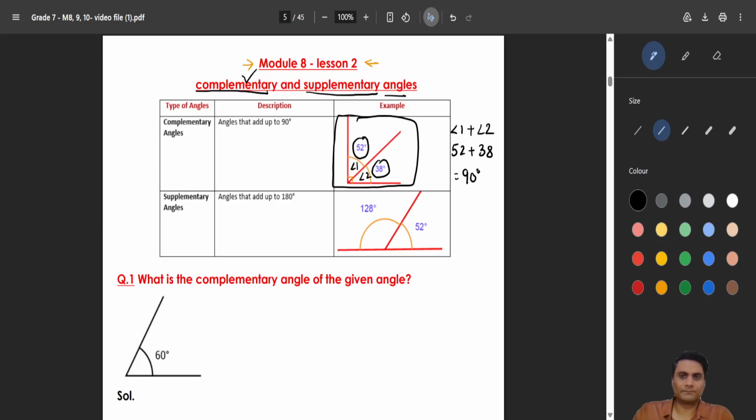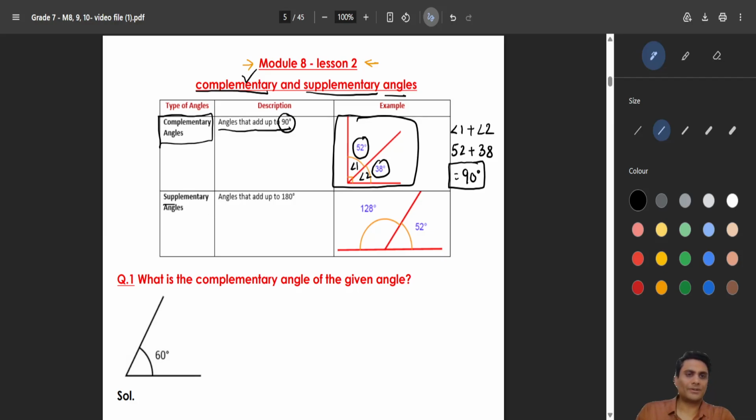90 degrees. If the sum of two angles is 90 degrees, we call them complementary angles. Angles that add up to 90 degrees.